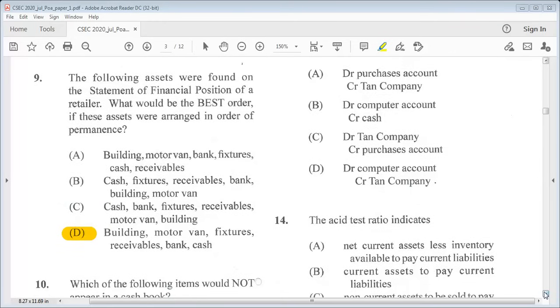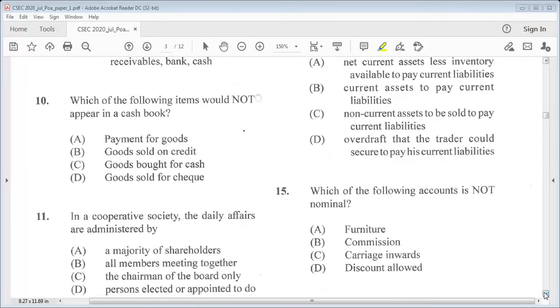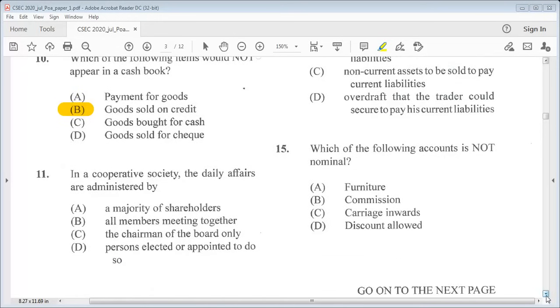Let's go on to number 10. Which of the following items would not appear in a cash book? A, payment for goods. B, goods sold on credit. C, goods bought for cash. D, goods sold for check. We know that would be B, goods sold on credit. 11 says, in a cooperative society, the daily affairs are administered by, we know, D, persons elected or appointed to do so. So that would be our answer.